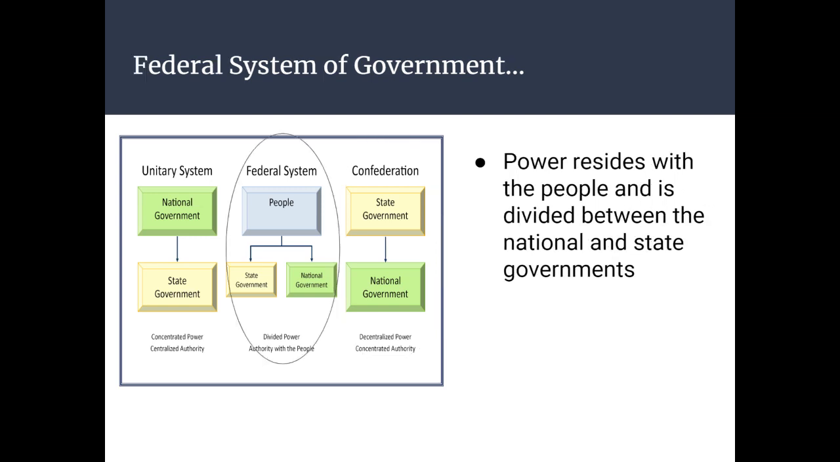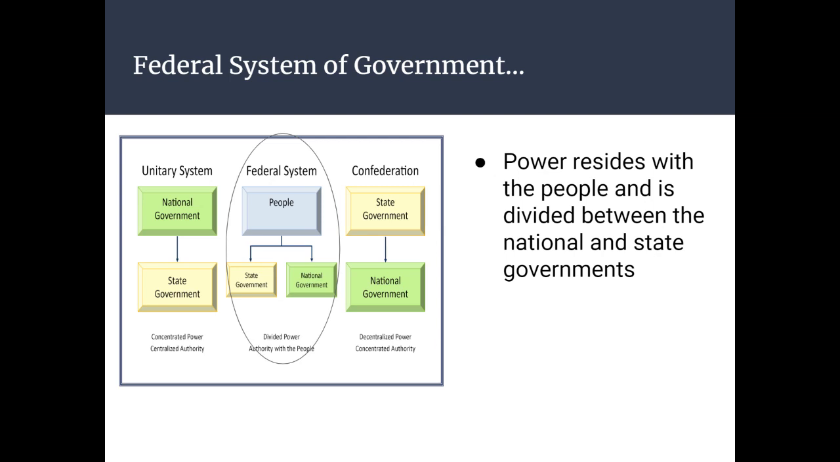The middle of the road approach is what we have, which is a federal style of government. This unit is going to focus on federalism, how our system works. And that's really power is shared between the two. In a unitary system, the national government dominates. In a Confederate style, the state and local governments dominate. In a federal system, power is really shared between the national government and the states. Not always equally shared, but both are very much involved in decision making.